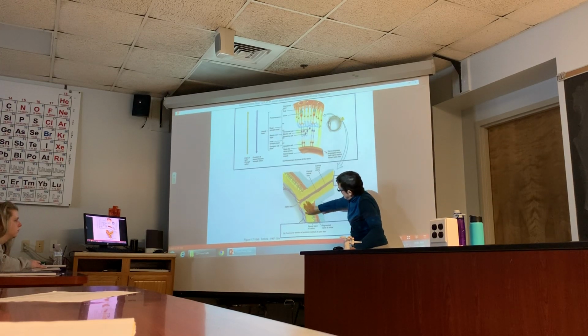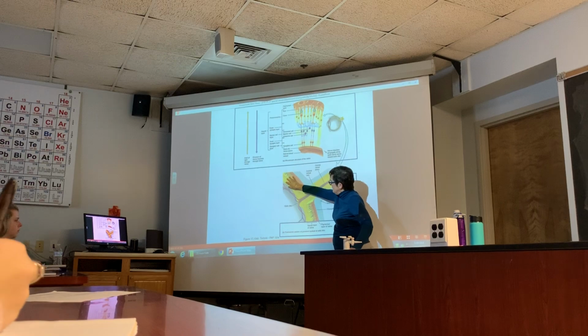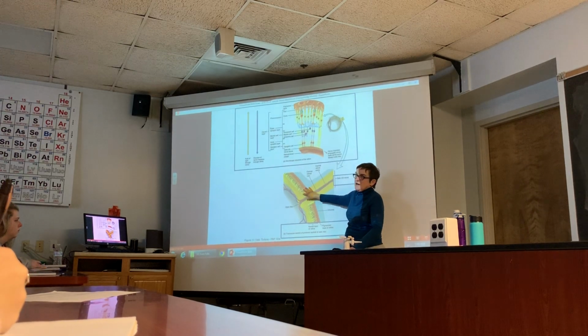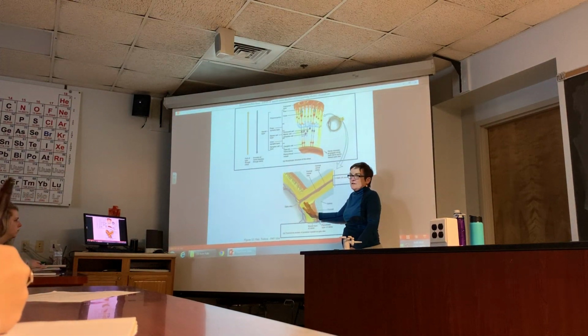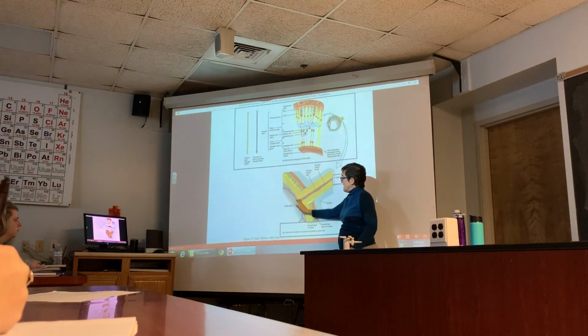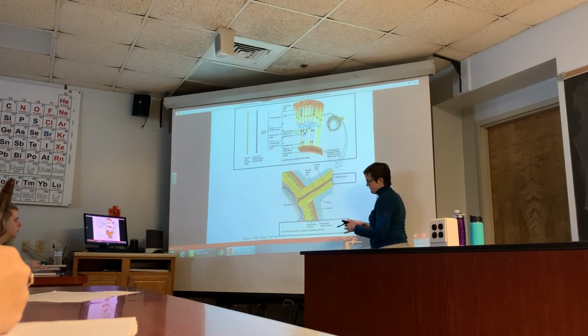And notice all these lines, these are axons from the retina. They all converge here in the optic disc. This is the optic disc. You can see why there's no photoreceptors. It's just axons coming together to form the optic nerve.